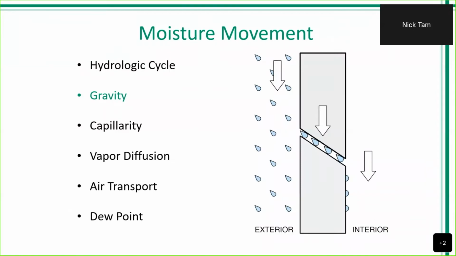Then we have gravity, which is pretty self-explanatory. Any moisture that's fallen towards our structure will find its way through any opening or crevice.